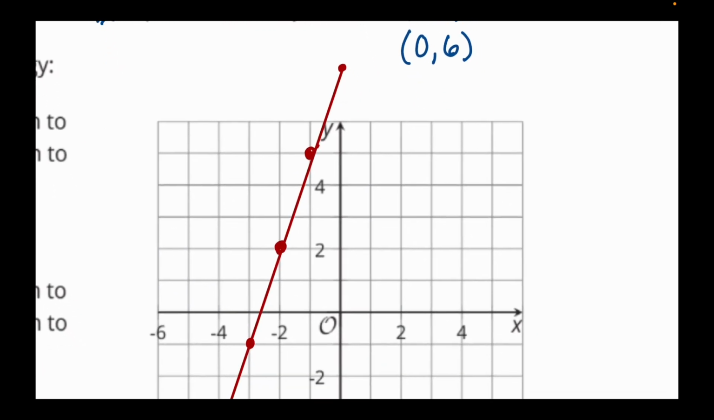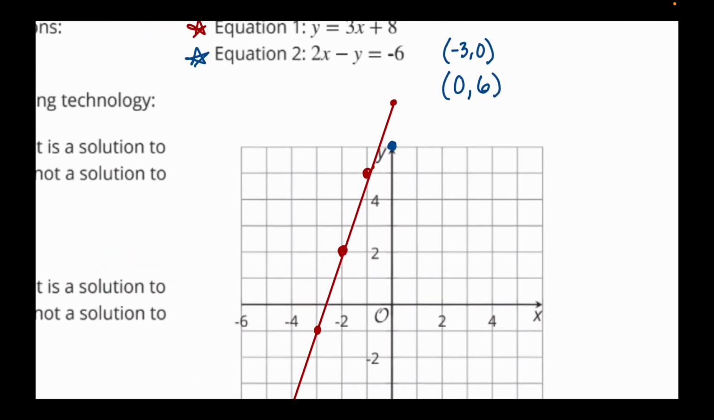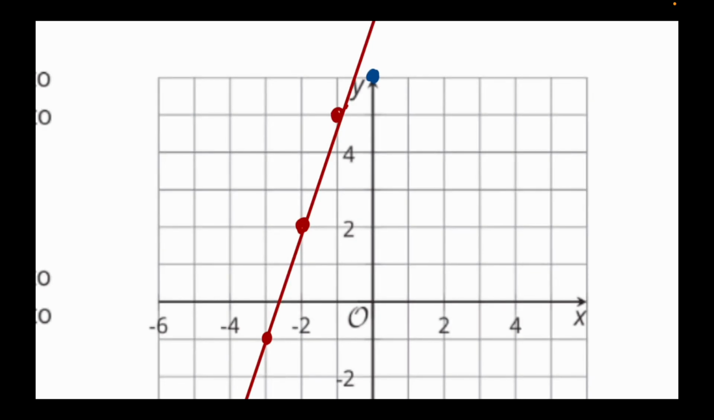So 0 comma 6, that's going to be right here. And then -3 comma 0, that's going to be right here. I'm going to draw a straight line between them. Ah, I see a point where they cross. Okay. So let's actually get this a little more straight here. Here we go, just like that. This point right here is where they're going to cross.